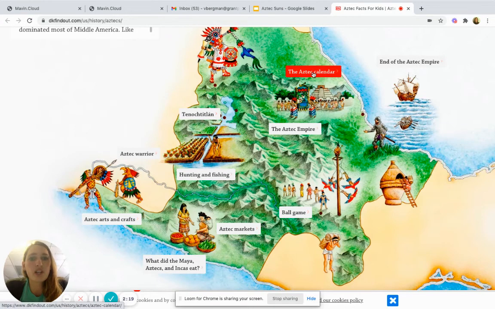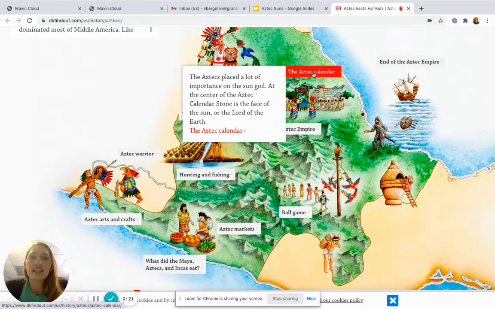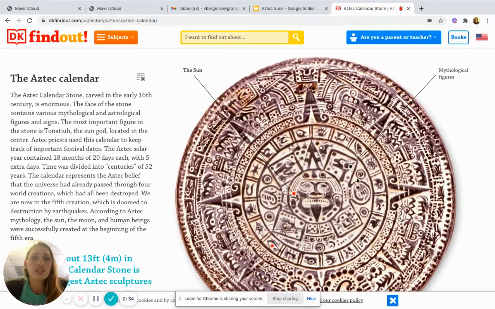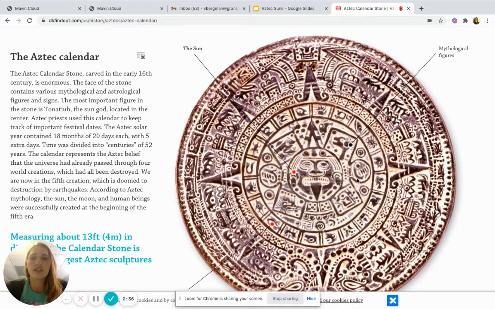But what we're going to be talking about today is the Aztec calendar. So the Aztecs placed a lot of importance on the sun god. At the center of the Aztec calendar stone is the face of the sun, or the Lord of the earth. So if we click on this link, it will send us to this very, very famous carving. This is the most famous carving or sculpture done by the Aztecs. And it is a representation of their calendar.